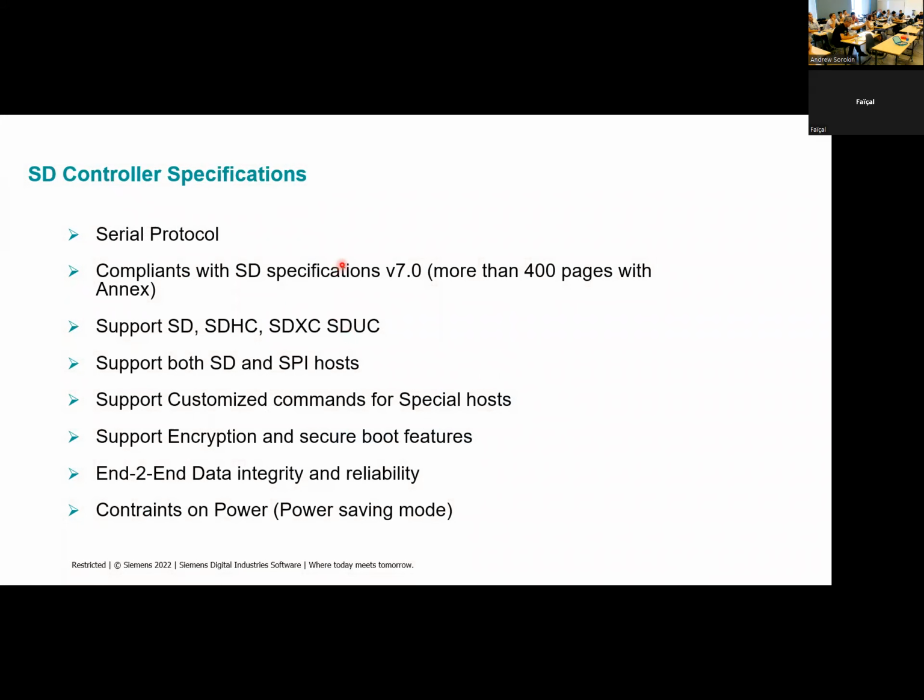So here is the specification of my SD controller. First, SD cards use a serial protocol. It needs to be compliant with the SD specification version 7. This version has more than 400 pages with annexes in terms of specification. It needs to support different capacities: standard capacity, high capacity, extended capacity, ultra capacity. It needs to support, let's say, both protocols on the host side, SD and SPI. It needs to support encryption and secure boot features, end-to-end integrity and reliability of the data. And also we have many constraints on the power for this SD card.